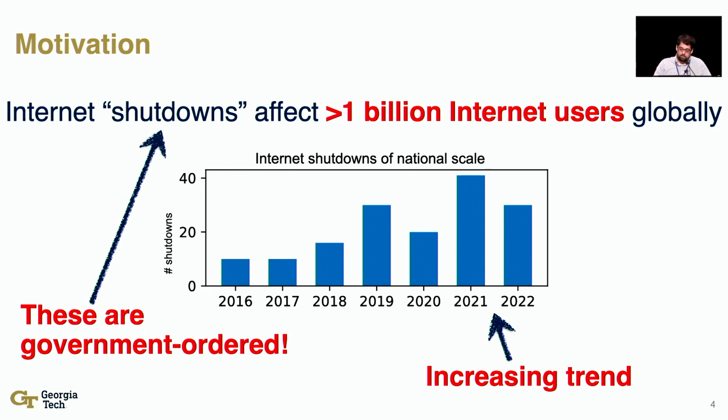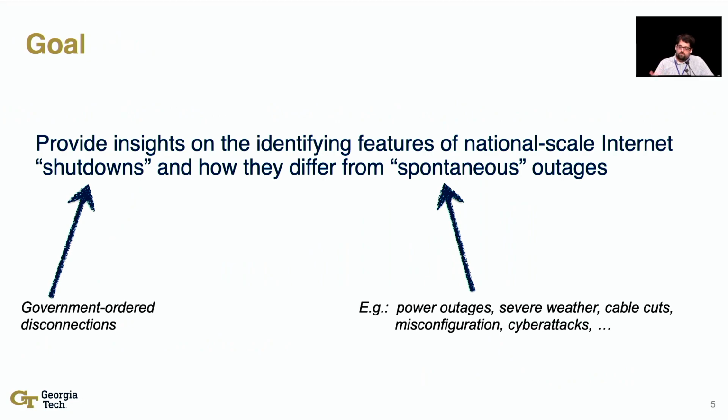Our goal in this work is to shed light on the characteristics of the countries that utilize internet shutdowns and how these events can be distinguished from what we refer to as spontaneous outages. And this can be things like natural disasters, earthquakes, cable cuts, power outages, things like that.